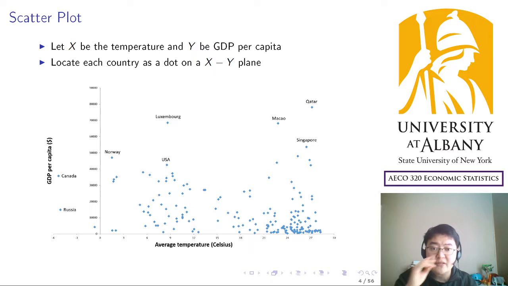So the countries are distributed somewhere on this two-dimensional XY plane. We have 183 countries in our data, so if you count the dots on the graph, there must be 183 points. One country is one dot, or one observation is one dot, and from one observation we have two variables. From one country we have temperature and we have GDP per capita. These two variables correspond to one country.